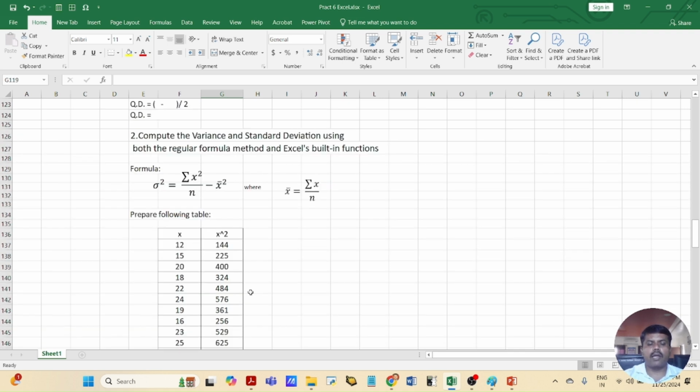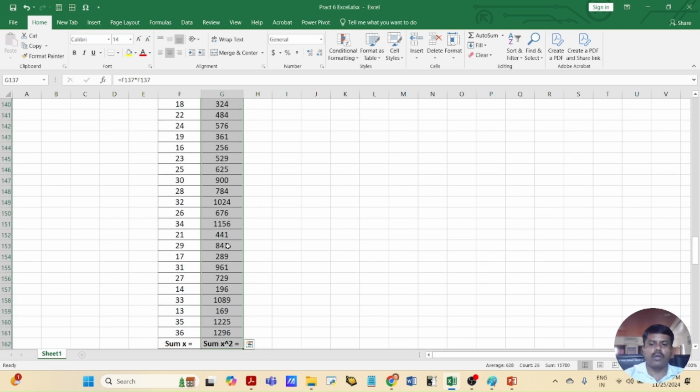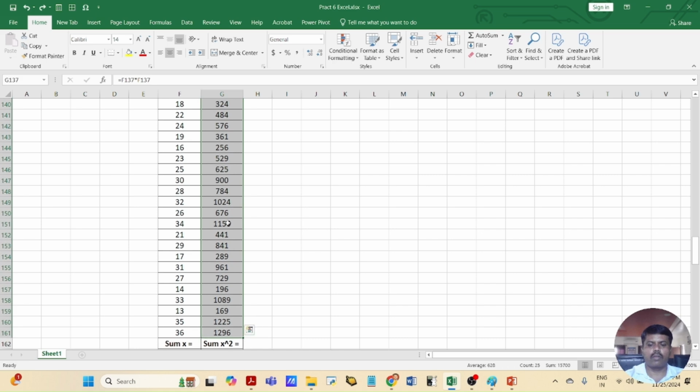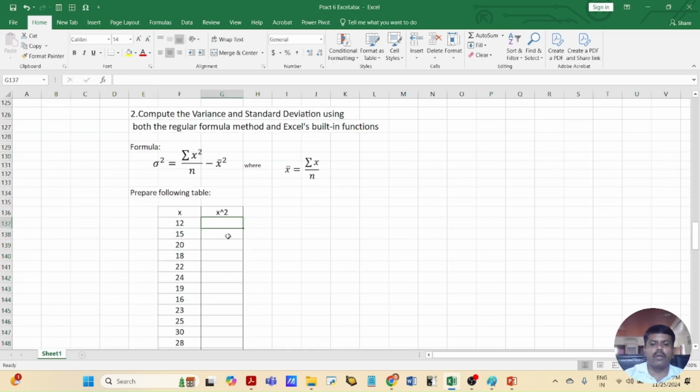So first we have to make a table of x values which are given in the table, and we have to find the x square column. Let me delete this one. How to find this x square column? We have to take x square of x values. We press equal to, click on this first x value 12, then press number 2 for square.